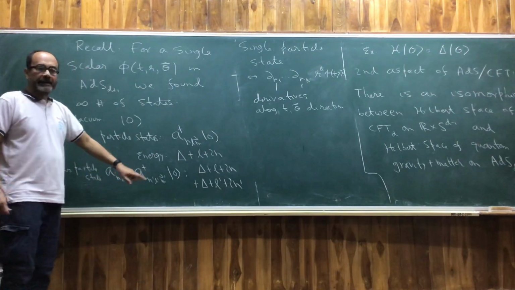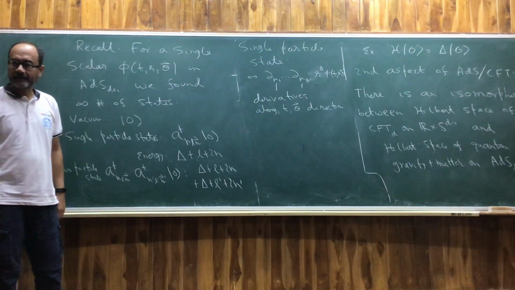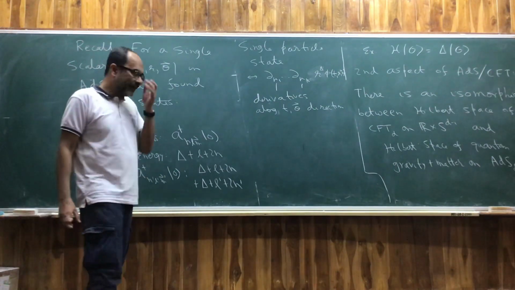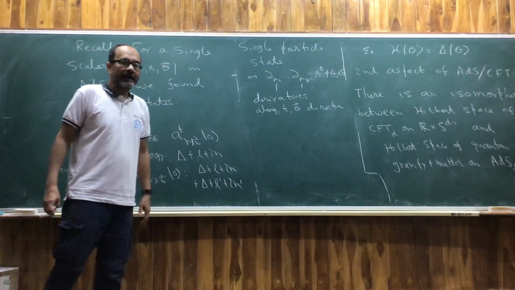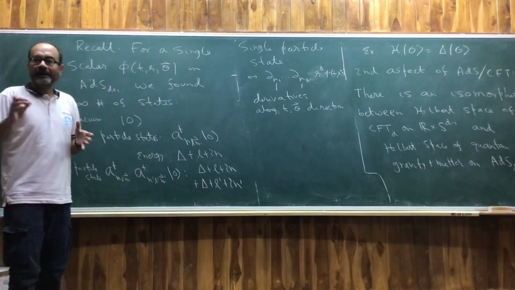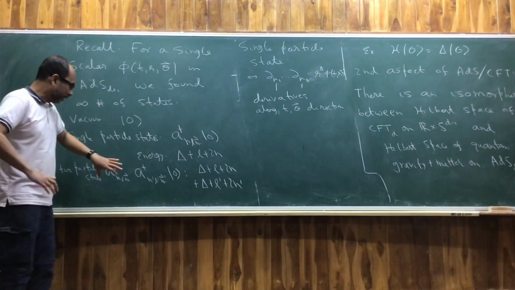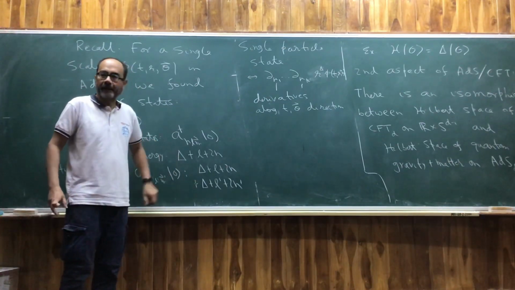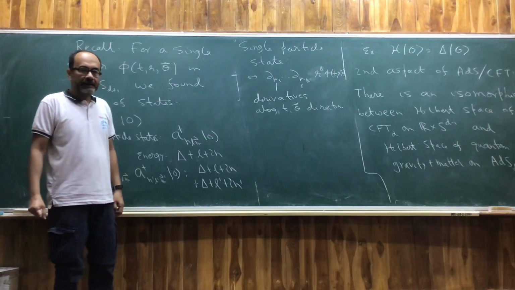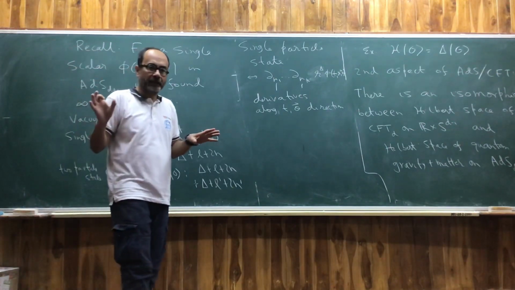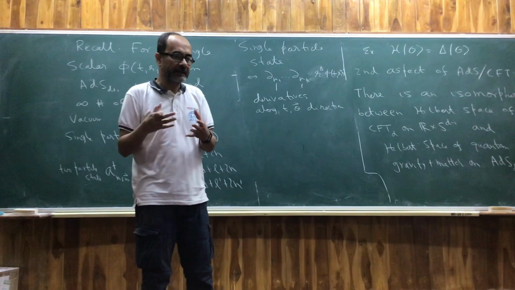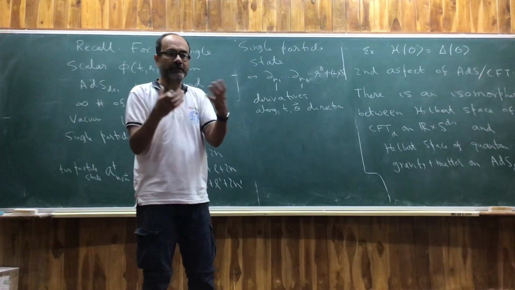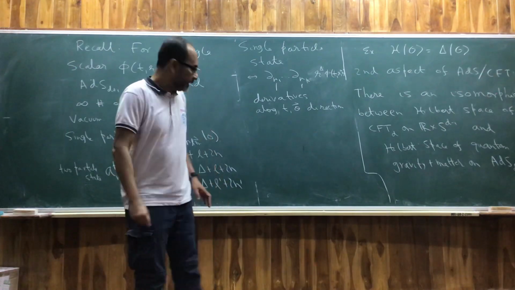Now, what about two particle states? Here, things become confusing. The point is that the fact that the two particle state has energy equal to sum of single particle states is not strictly true in AdS, right? That we have discussed already. Once you take into account interactions, then it's like a bound state of two particles. There are some interaction energies which will contribute. So this relation is not exact.